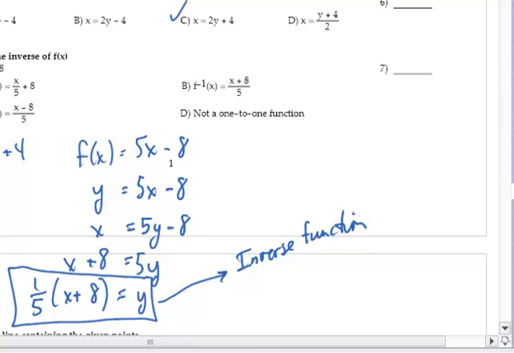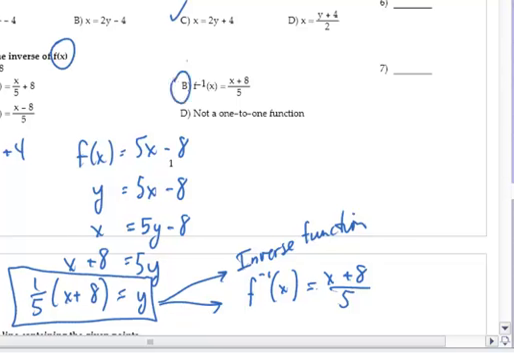Notice the difference here is you're solving for y when you want to find the inverse of the function, the formula for the inverse. So that would be f inverse is equal to x plus 8 over 5. That's what that equation is telling us, and that would be choice B.